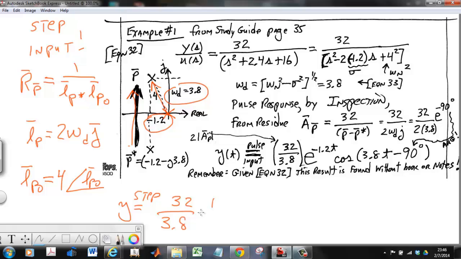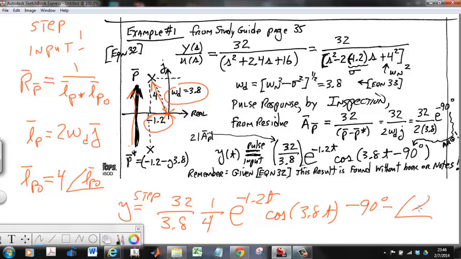But now I'm going to also divide by 4. The real part of the root stays the same. The omega d stays the same at 3.8. But now the residue angle is going to be equal to what? Minus 90 degrees minus the angle of LP0. And the angle of LP0, of course, is this angle measured from the real axis to there. So you see that I have another phase loss. There's going to be an increased negative phase in the step response that I didn't have in the pulse.